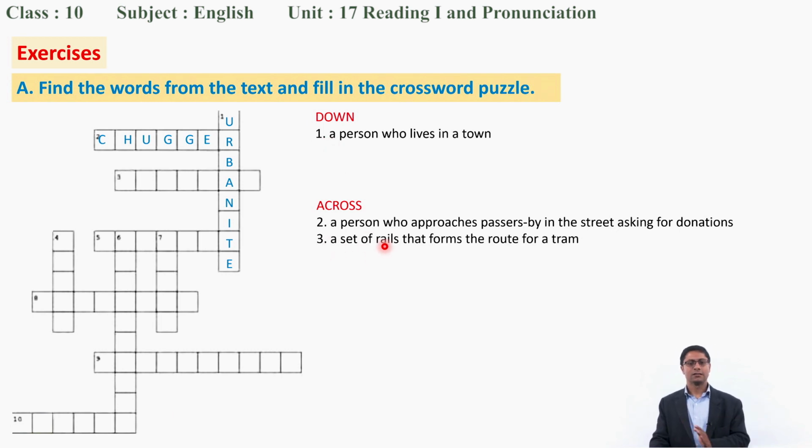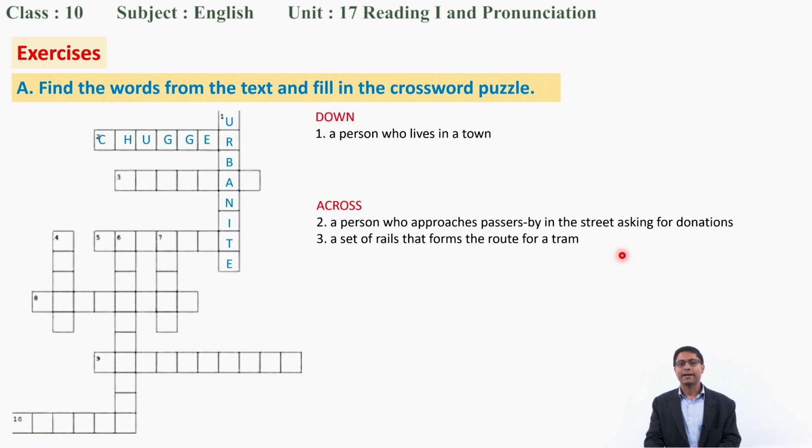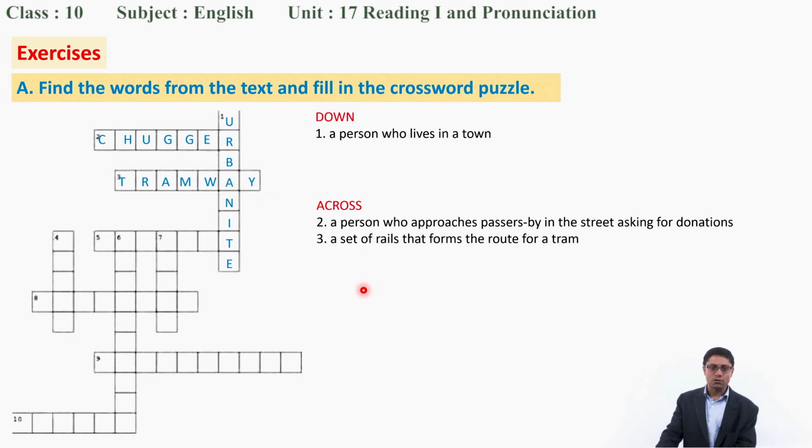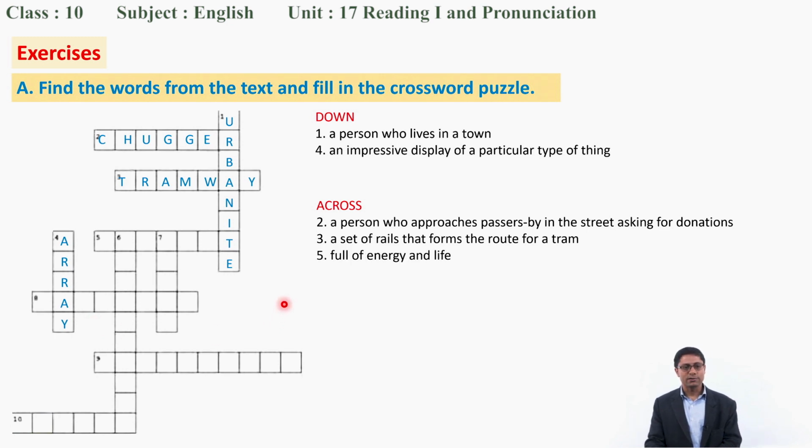Let's move on to 3. 3 is again across. So, you can see number 3 there. It is across a set of rails that form the route for a tram. What is it called? Do you know? Okay, that's good. It's a tramway. T-R-A-M-W-A-Y. Tramway. Okay. Now let's go to number 4. It's down. So an impressive display of a particular type of thing. What is that called? You have to write here, fill here, down. So do you know the word? Okay, wonderful. It's array. A-R-R-A-Y. Array. Very good.